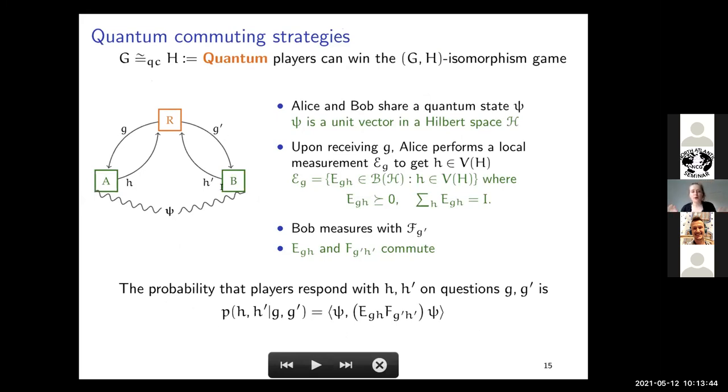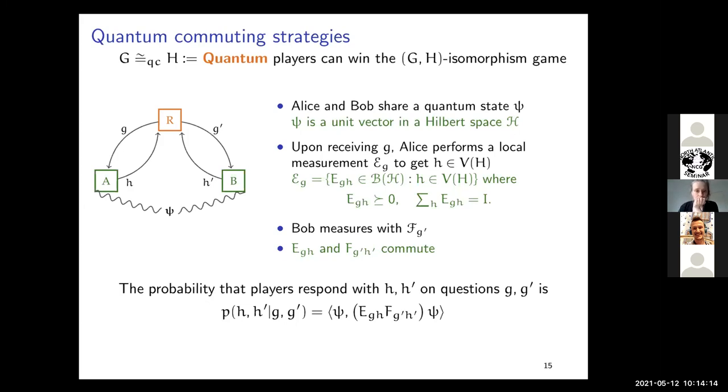You think that, before the game starts, they know these graphs, G and H. Alice and Bob meet somewhere, they prepare their quantum state psi. Say it was described by two photons in some entangled state: Alice takes her photon, Bob takes his photon, they go to their separate places. And afterwards, the referee comes and asks them these vertices g and g prime.